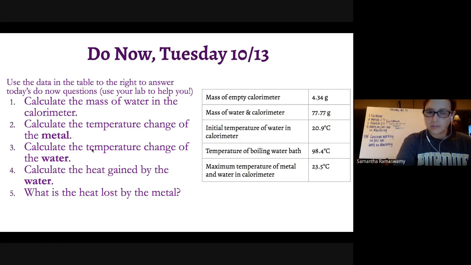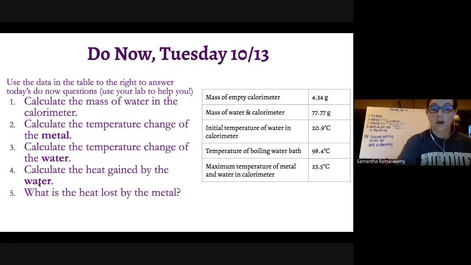This temperature change of the water calculation is, I think, where some people got tripped up on the calculations yesterday. The temperature change of the water is going to be very small. The temperature change of the metal is going to be very large. We'll talk about why probably tomorrow. Then number 4, calculate the heat gained by the water. Heat is Q. So when we're calculating heat, we'll use MC delta T. So we use Q equals MC delta T.